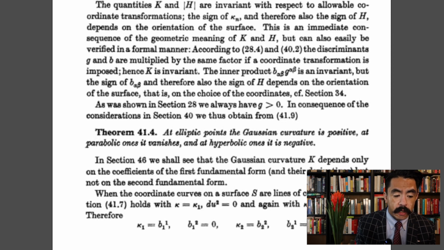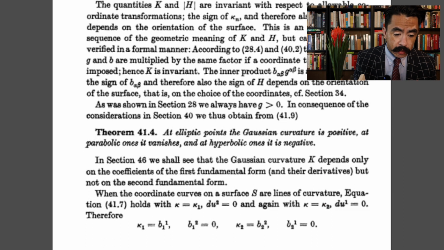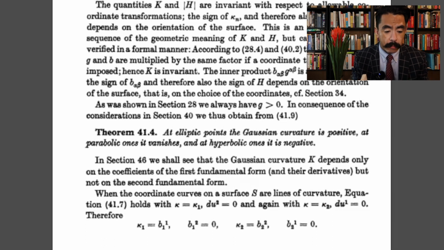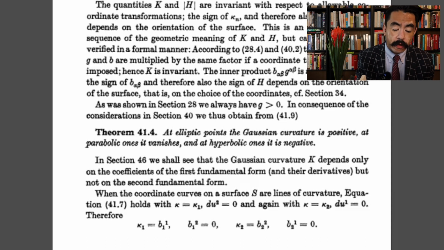In consequence of the considerations in the previous section, section 40, we thus obtained from the relation for capital K, the Gaussian curvature, the following theorem. Theorem 41.4. At elliptic points, the Gaussian curvature is positive. At parabolic ones, it vanishes, and at hyperbolic ones, it is negative. In section 46, we shall see that the Gaussian curvature, capital K, depends only on the coefficients of the first fundamental form and their derivatives, but not on the second fundamental form.